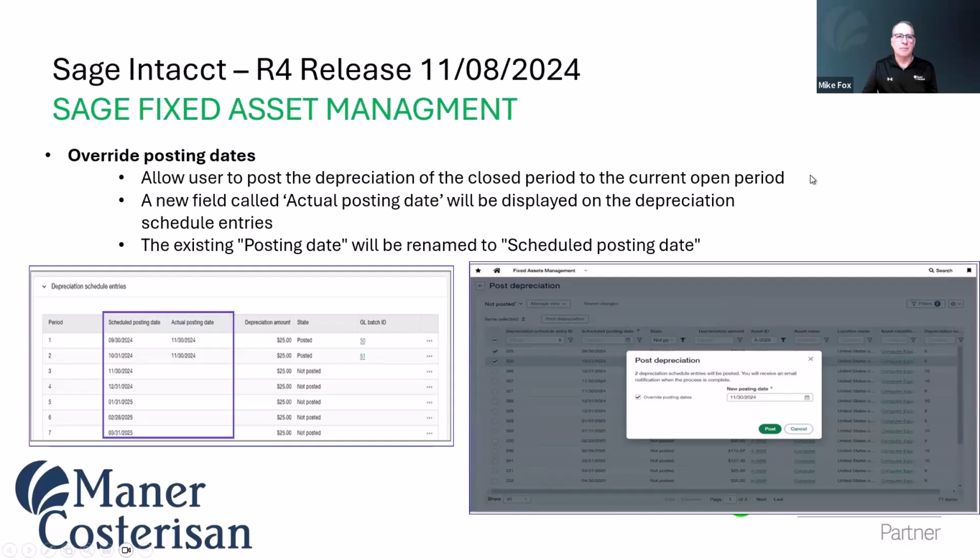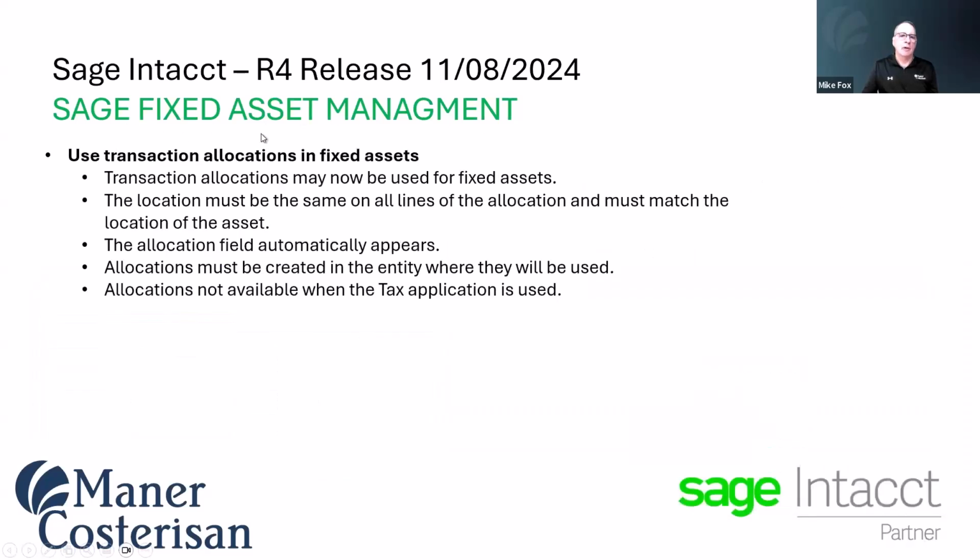Appreciate it. Yep. And you can also now use transaction allocations in fixed assets. There's some caveats with this as well, that the location must be the same on all lines of the allocation, and it also must match the location of the asset. But this field will now automatically appear on your fixed asset user interface screen. The allocations have to also be created in the entity where they'll be used, but you can't use them if you're using a tax application.